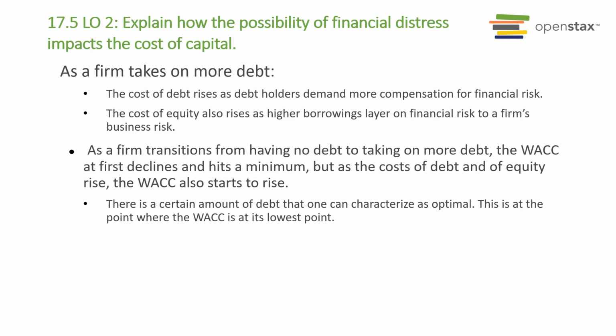As the firm takes on more debt, the cost of debt rises as debt holders demand more compensation for financial risk. The cost of equity also rises as higher borrowings layer on financial risk to a firm's business risk. As a firm transitions from having no debt to taking on more debt, the WACC at first declines and hits a minimum. But as the cost of debt and of equity rise, the WACC also starts to rise.